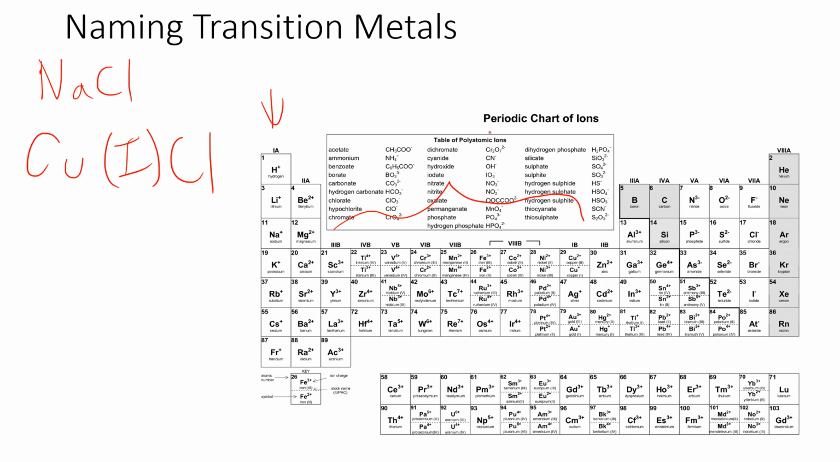Okay, here I have a periodic chart of the ions, not the elements, but the ions. And you see here that the thing with transition metals is they can have different charges. So, for example, copper can actually exist as copper 2 plus or copper 1 plus.